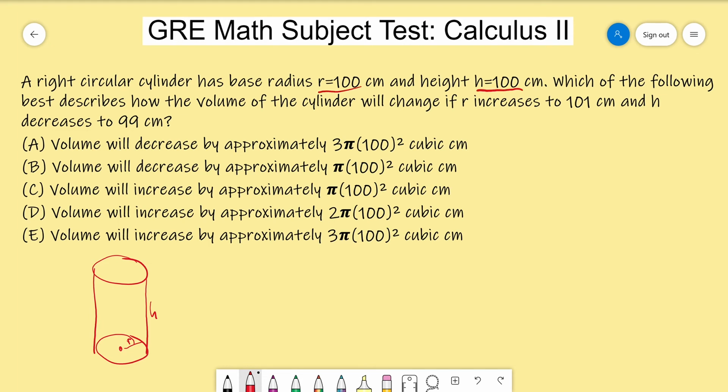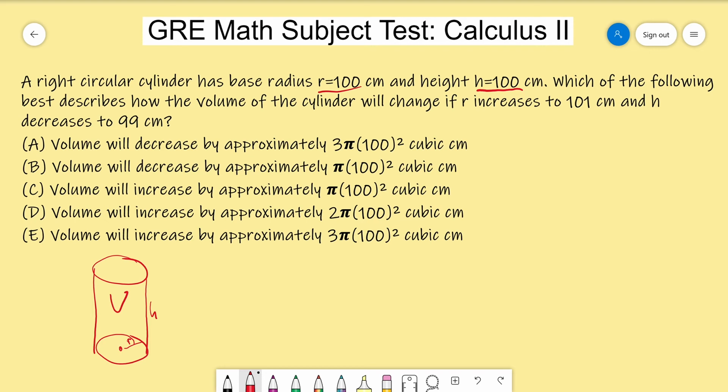They're asking us which of the following statements best describes the volume of the cylinder, or how the volume of the cylinder will change. In other words, if the whole volume is V, what's going to be our dV, our delta V, if r increases by just 1 centimeter, and h decreases by 1 centimeter?